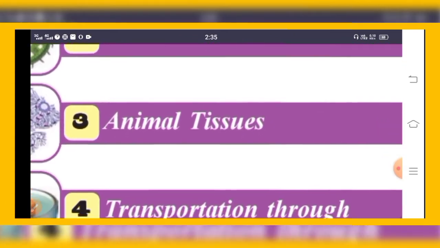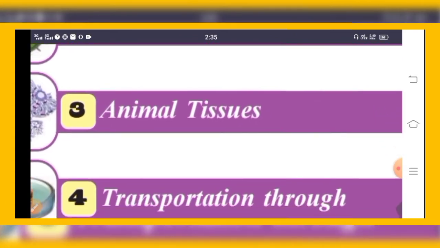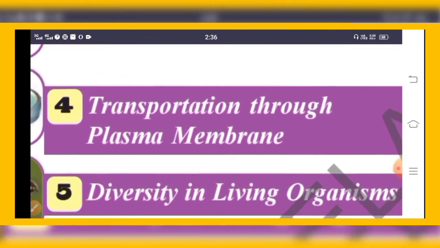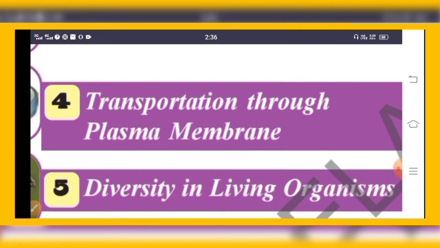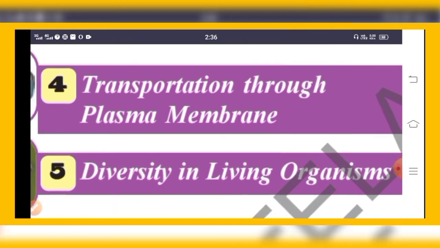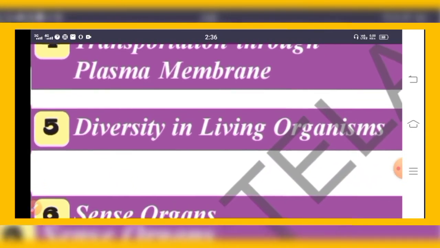And next, animal tissues. Animal tissue is somewhat entirely different from plant tissues, so we will discuss that also. Fourth chapter is transportation through plasma membrane. We know about the cell wall and cell membrane. Cell membrane is nothing but the plasma membrane. Its functions, its use, and its structure we will study in the ninth class.